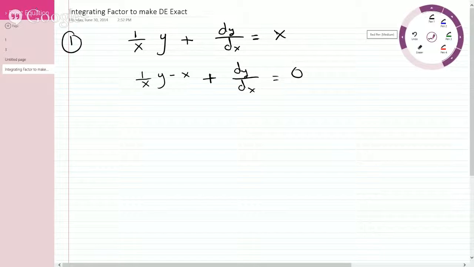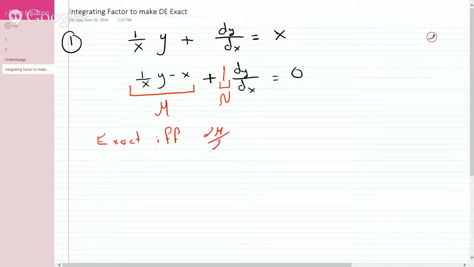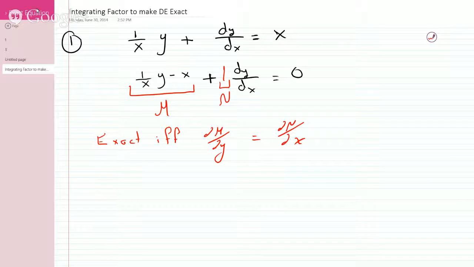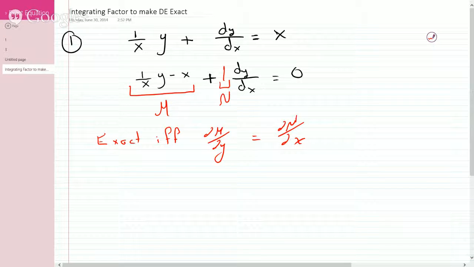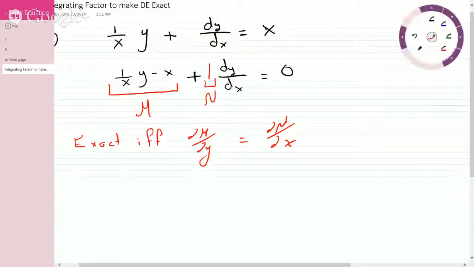And if you remember, this was our M, and this 1 here that multiplies the derivative was our N, wasn't it? And then it's exact if and only if the partial derivative of M with respect to y equals the partial derivative of N with respect to x. So then we can find out what those are and see if it's exact.